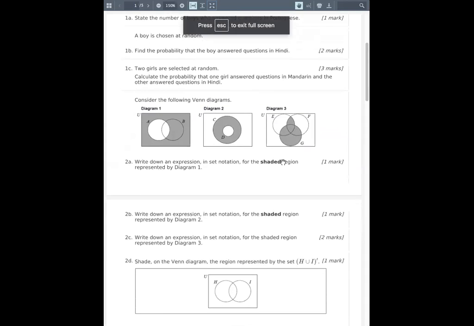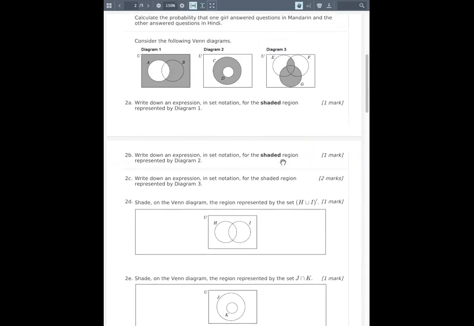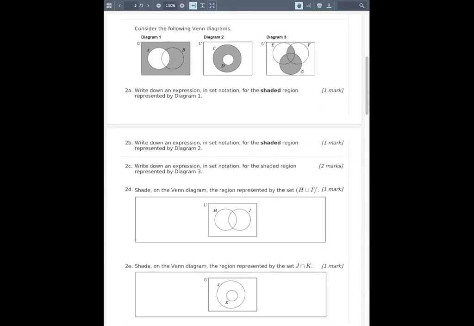Okay. Next question. Consider the following Venn diagrams. Write down an expression in set notation for the shaded region represented by diagram 1. So diagram 1 would just be A prime, which we represent as A and then a little apostrophe. The reason it's A prime is because everything is shaded except A. Another way to figure this out would be U minus A. That would also be accepted according to the mark scheme.